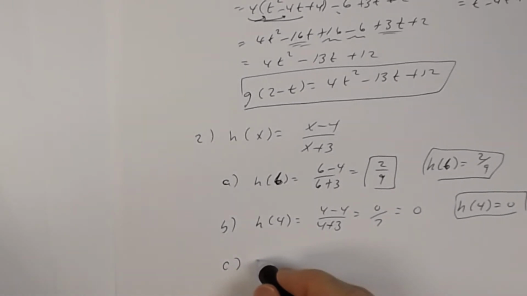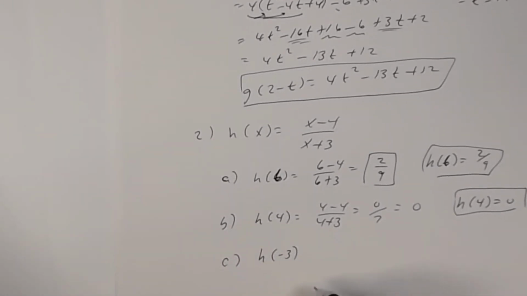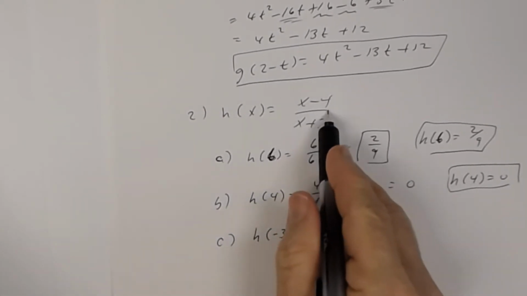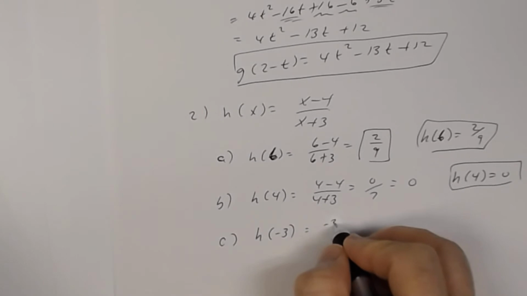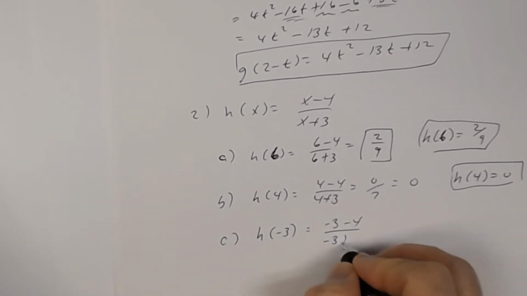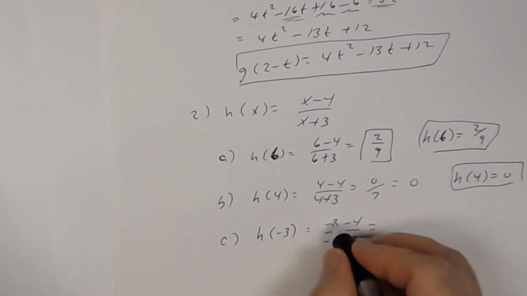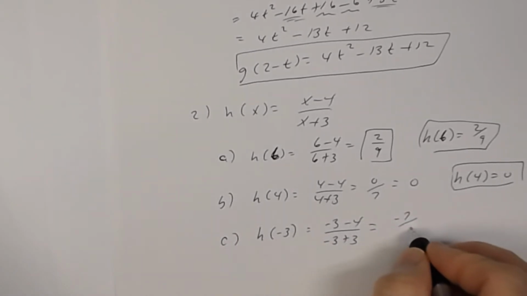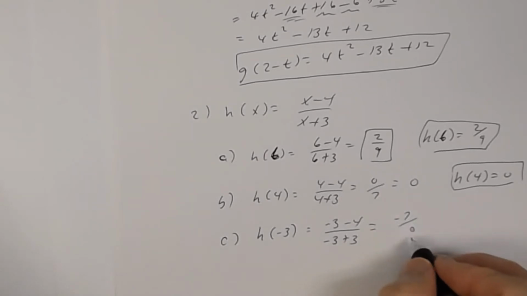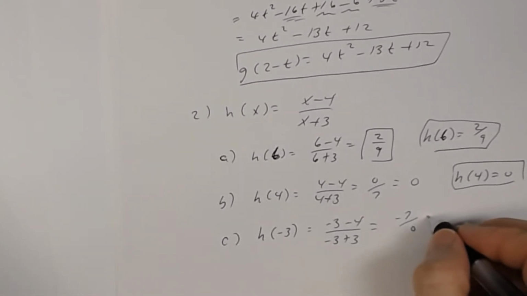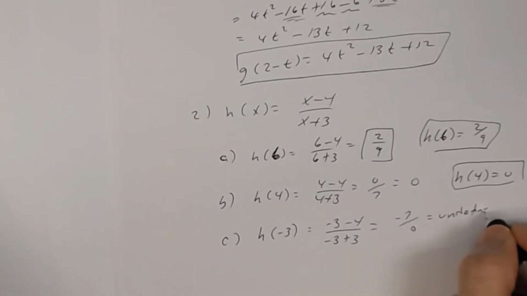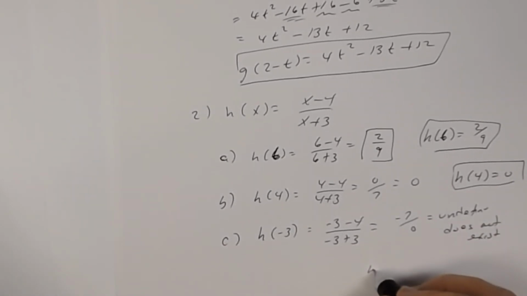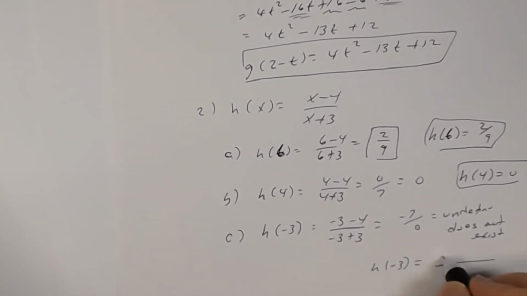C, let's find h of negative 3. So again, h of negative 3, wherever we see the variable x, you're going to substitute negative 3. So I get negative 3 minus 4 divided by negative 3 plus 3. The numerator, a negative 3 and a negative 4 is a negative 7. The denominator is 0. Again, don't leave it like this. If you leave it like this, we're assuming you don't know what it means to divide by 0. So remember, that's undefined. Or you can say does not exist. So then you would say this. You would say h of negative 3 equal, and in the blank, you'd say either undefined or does not exist, whatever you want to use.